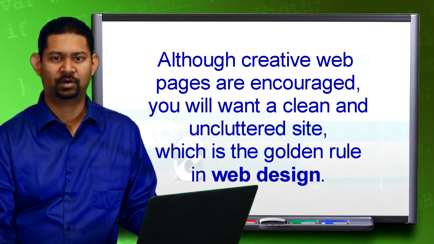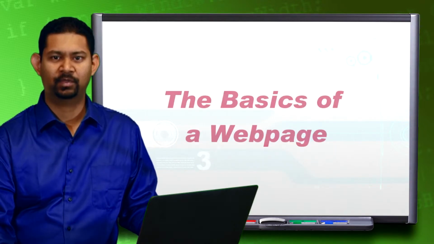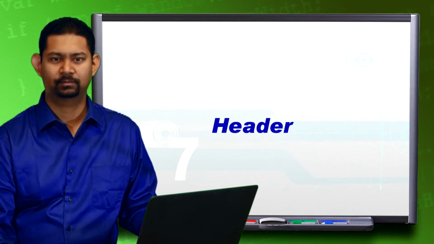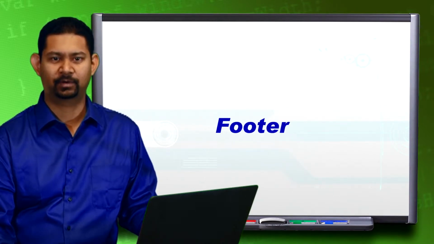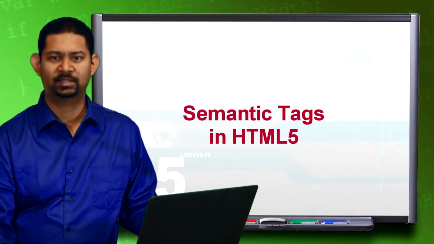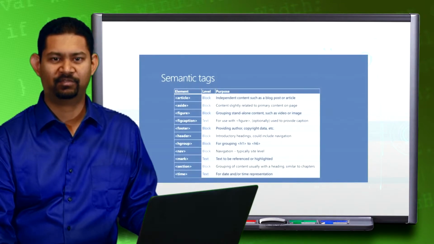Although creative web pages are encouraged, you will want a clean and uncluttered site, which is the golden rule in web design. So what are the basics of a web page? We will want to have a header, the content, maybe a sidebar, and a footer. So let's talk about semantic tags in HTML5. HTML5 has introduced a number of tags that help in understanding the structure of your page.